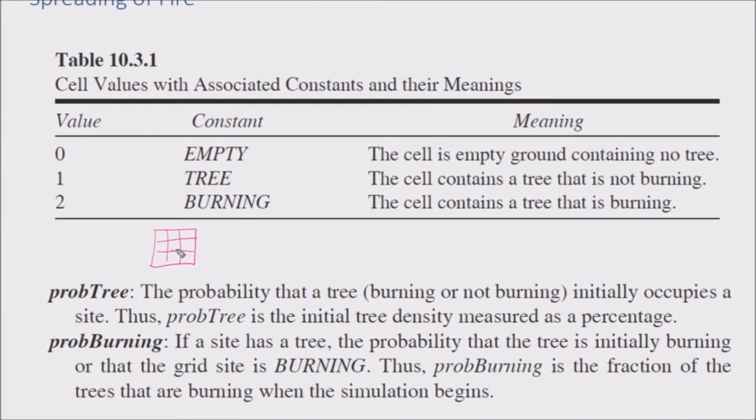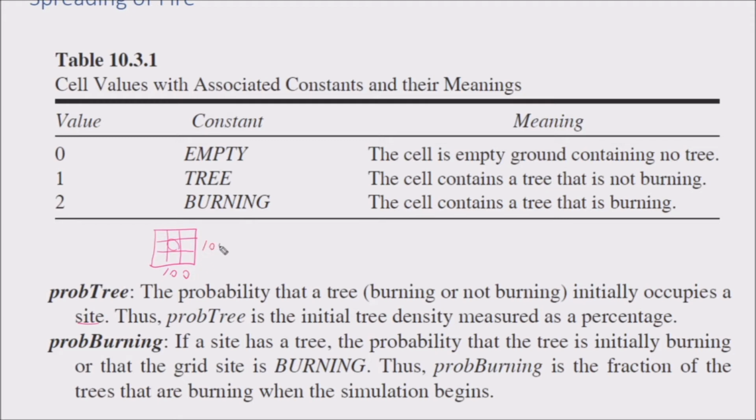So this one is site. Okay, so that's what site is. And the probability of initial density, or the initial tree density, measured as a percentage. What does that mean? Okay, I'll tell you by example. It's better you understand this before going further, right?